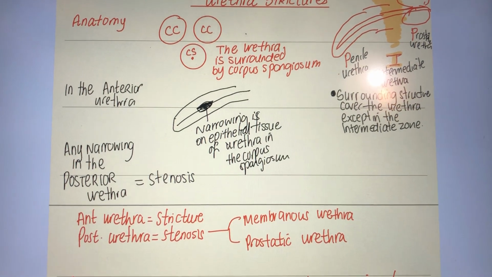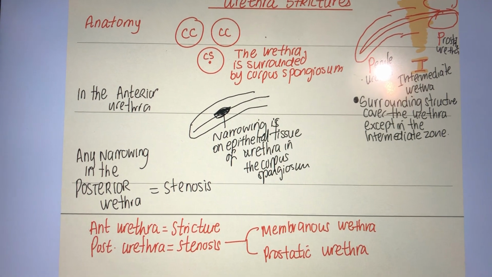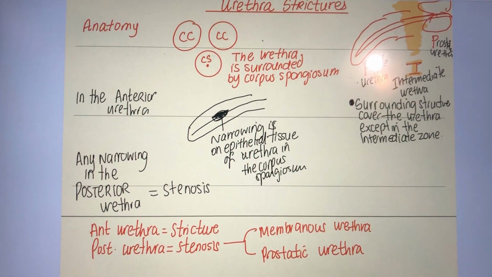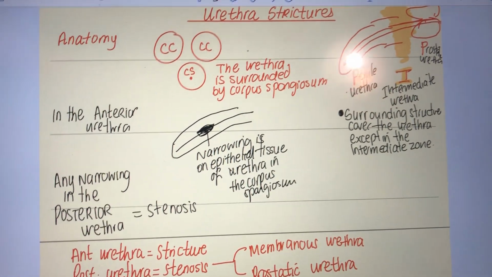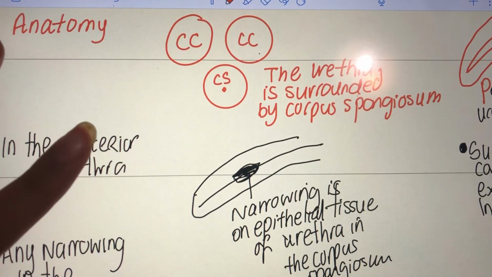Let's now talk about urethral strictures. So the male urethra, where is it found, what's the anatomy of it, and how is it divided into the various stricture formations? So the anatomy of it is that within the corpus spongiosum you can see the urethra.